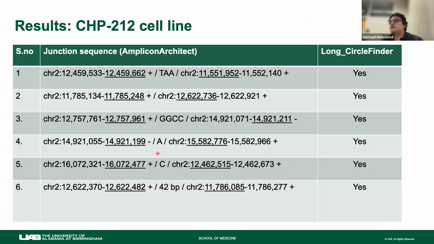Next comes the benchmarking on the real world data. For this, we identified these junctions which were previously reported by short read analysis by AmpliconArchitect, and we could see that the ecc junctions which are reported in the literature, we could also find and validate using Long Circle Finder.